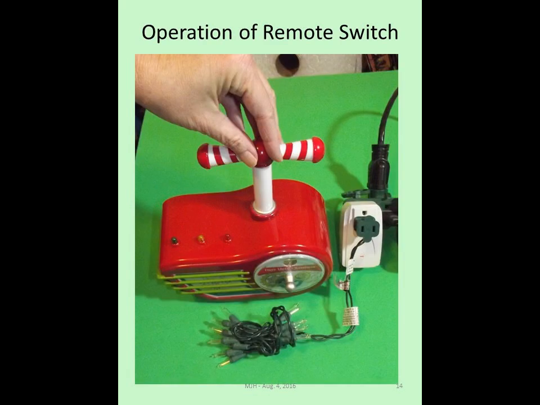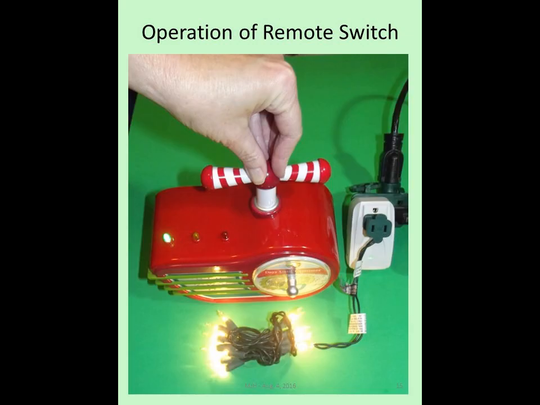Okay, so let's look at this a little bit. So as you can see, you press down on the switch, and then after you press down, it sends a signal over to the receiver. The receiver's on the side, and lights go on. With this particular device, not only do the lights go on, but there's also sounds, and it turns all kinds of things on.